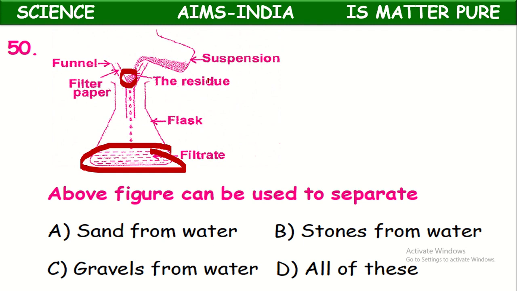Now, for which of the given mixtures can we utilize this process? See the first mixture, sand from water. Can we separate sand from water by using filtration? Yes, we can. When we pour this sand and water mixture onto the filter paper, sand will remain in the filter paper. Pure water will come down as filtrate. We can separate sand from water. Even stones from water can be separated by using this filtration, even gravels also. So these are all the mixtures which we can separate by using the filtration technique. Next one.